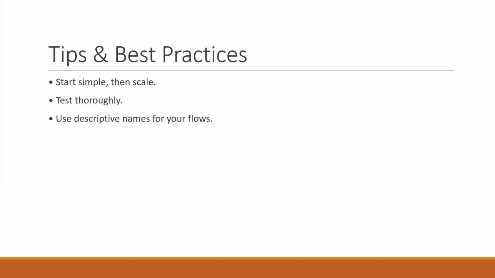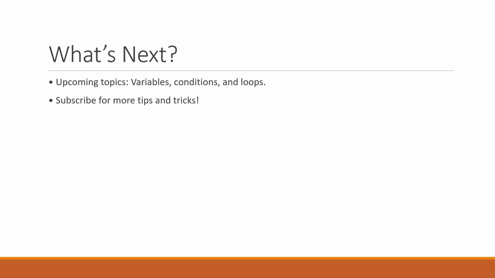Okay, so before we wrap, here are some tips and best practices. Start simple, then scale. Rome wasn't automated in a day. Test thoroughly before you unleash your flow on the world. Make sure it does what you think it does, and use descriptive names for your flows. This way, future you knows what's going on without scratching your head. Remember, automation is like cooking. Start simple, follow the recipe, and don't burn anything.